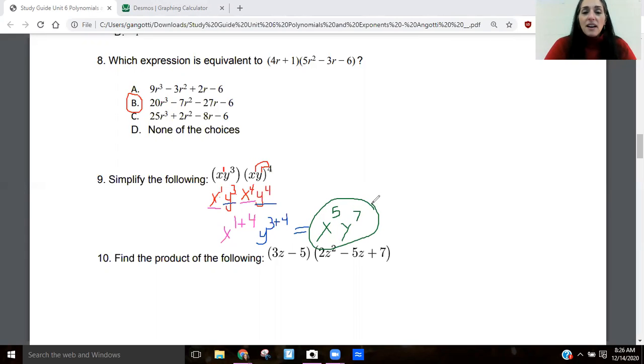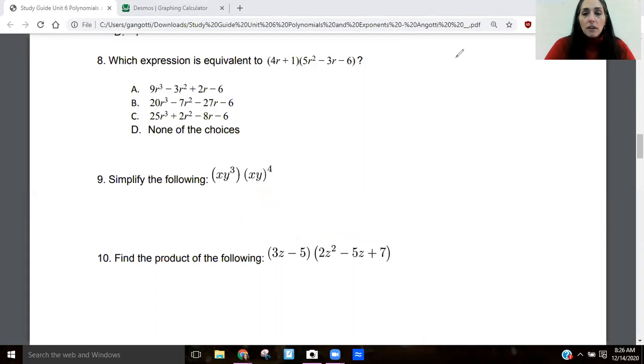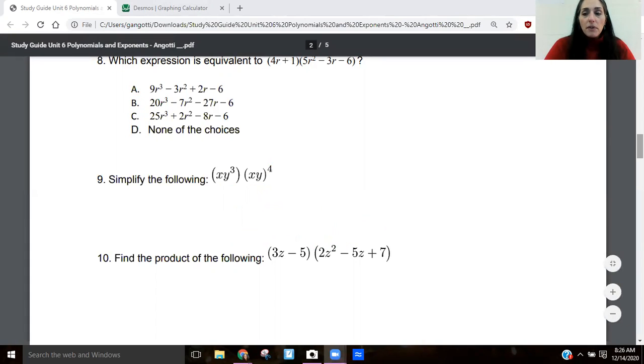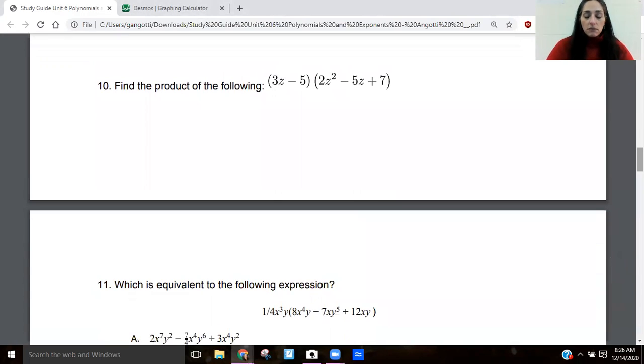All right. If you need to, take a screenshot of that also. I'm going to move on. I'm going to clear these out and I'm going to move on to the next one. So this one I'm going to do on paper also, number 10. Okay.